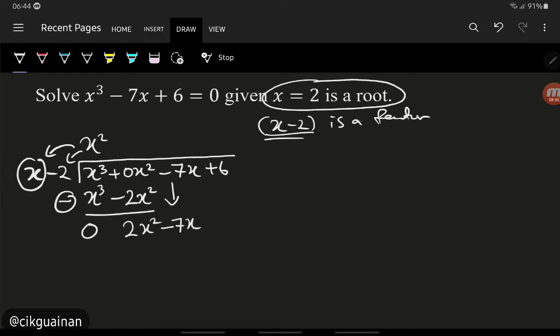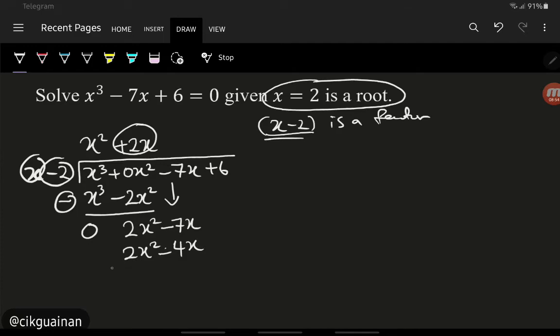Next, we want to make 2x squared become 0. So we have to multiply x by 2x. 2x multiplied by x is 2x squared. 2x multiplied by minus 2 is minus 4x. Then we can subtract. This one becomes 0, and this one becomes minus 3x. Now, we bring down the next term, 6.